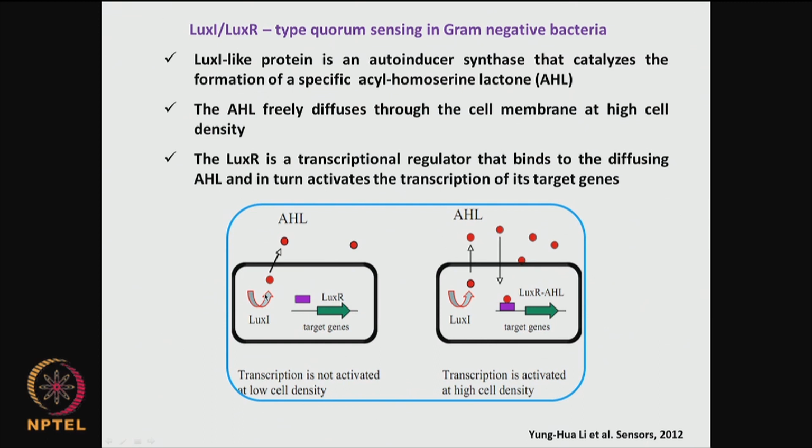At low cell density, AHL although produced, diffuses out into the extracellular space and is lost, but at high cell density the concentration of AHL is so high that some of it diffuses back and binds to Lux R. As soon as they bind, this leads to a lot of transcriptional regulation, like moving of the bacteria from the sessile to the fixed or biofilm forming form, production of virulence factors, activation of efflux pumps and so on. So, in gram negative bacteria this Lux I, Lux R plays a very important role, and the AHL signaling molecule gets diffused out and then again comes back and binds to Lux R. This is how the action of AHL happens in gram negative bacteria.